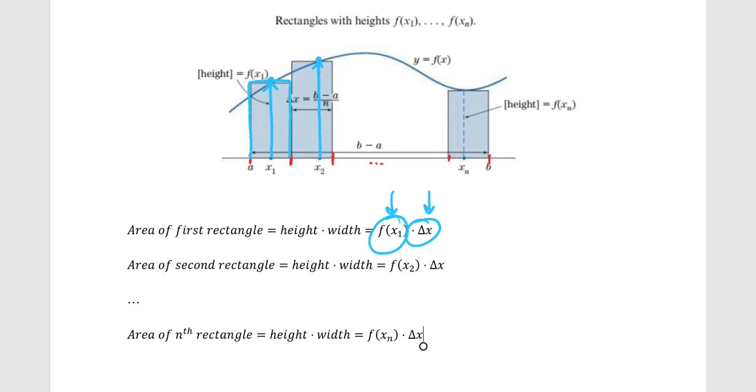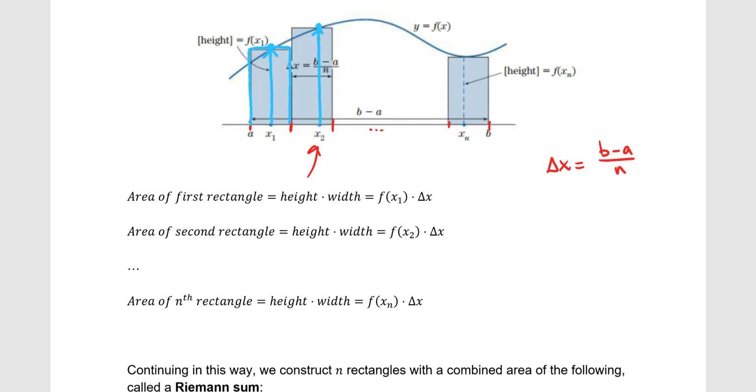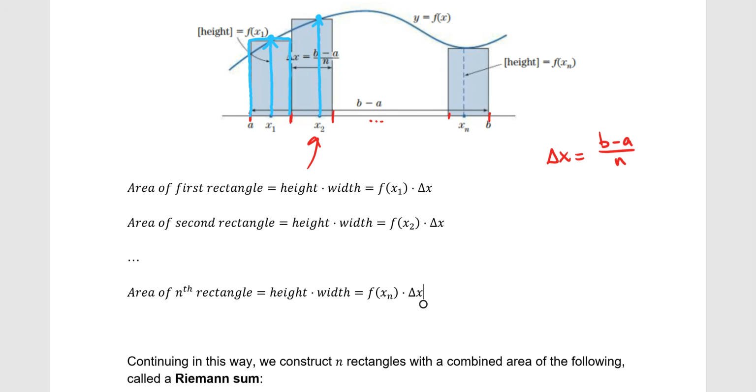Remember that delta x we found on the last page. It's the interval length divided by how many rectangles we wanted. Okay, and once you know this, you know how to do all of them. The second rectangle that we make is going to be that delta x times the function value of that x coordinate that we chose, and then so on. We keep doing that for however many rectangles that we have.